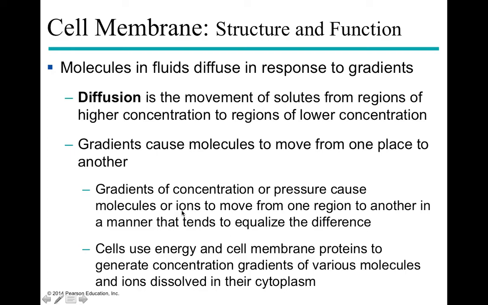So gradients are going to be a way by which molecules are moving from one place to another. They usually move along the concentration gradient. So again, they move from high to low, whether it's a concentration or a pressure gradient. Basically, that's going to move molecules or ions from high to low to reach what we call equilibrium, anytime we equalize the difference. And if we have to go against that concentration gradient, we're going to have to use energy and specific cell membrane proteins to bring things in or out depending on what concentration we have of that molecule or ion on the inside or the outside of the cell.